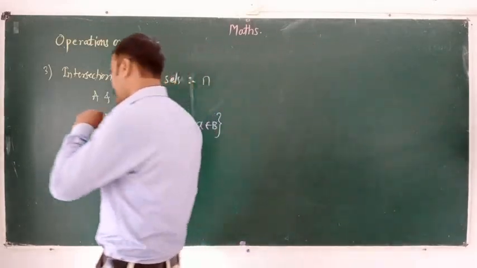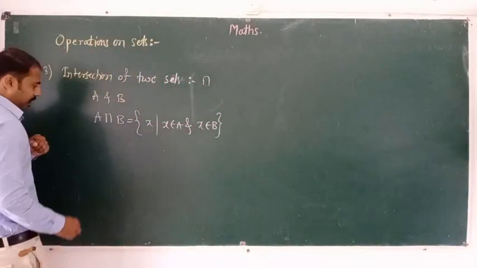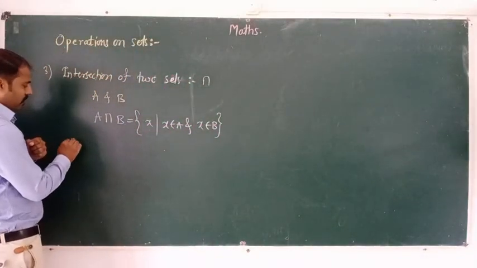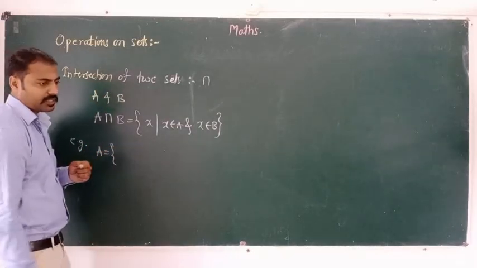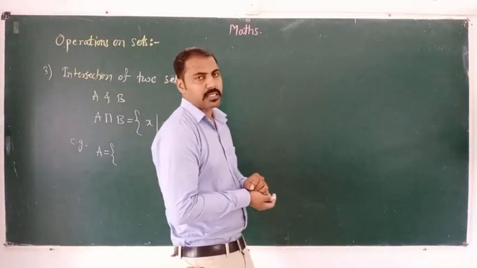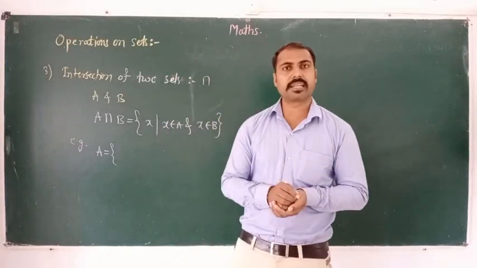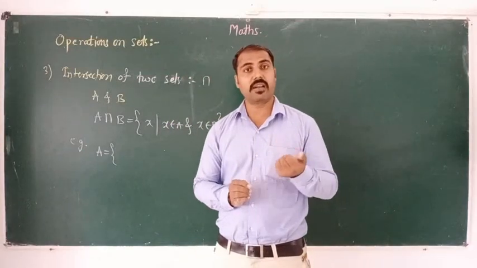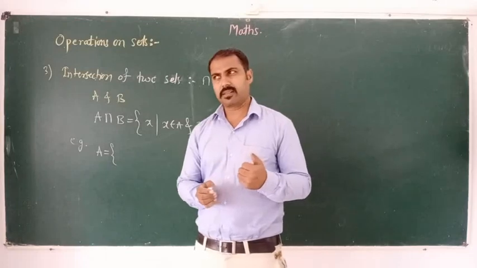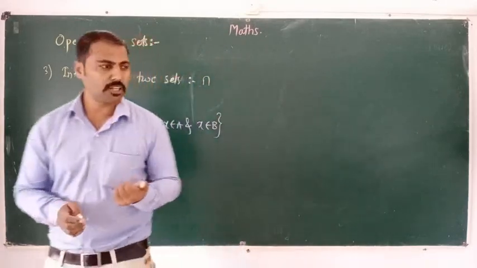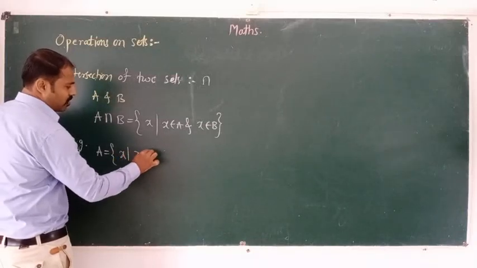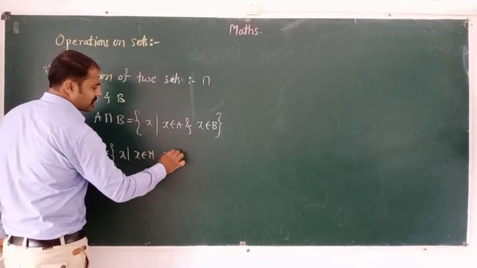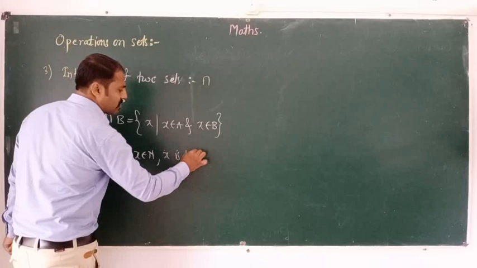For example, suppose that A is a set of all x such that x is a divisor of 12 and x is a natural number. So I am writing a set of all x such that x belongs to N and x is a divisor of 12.